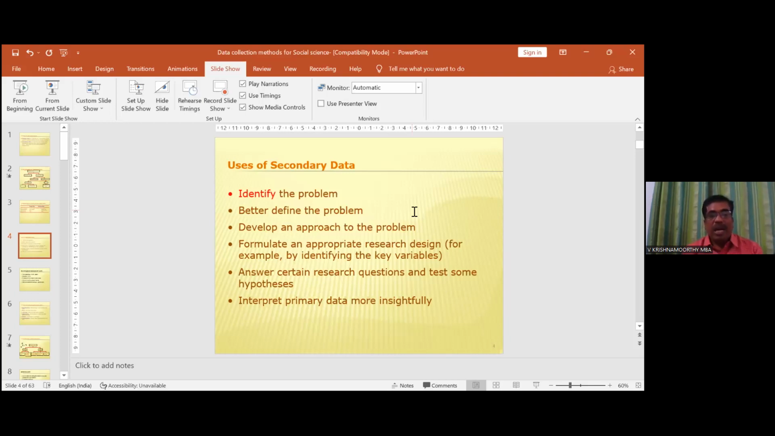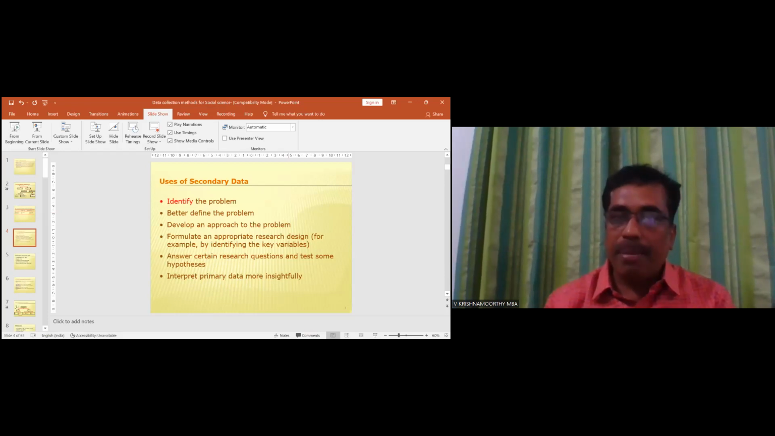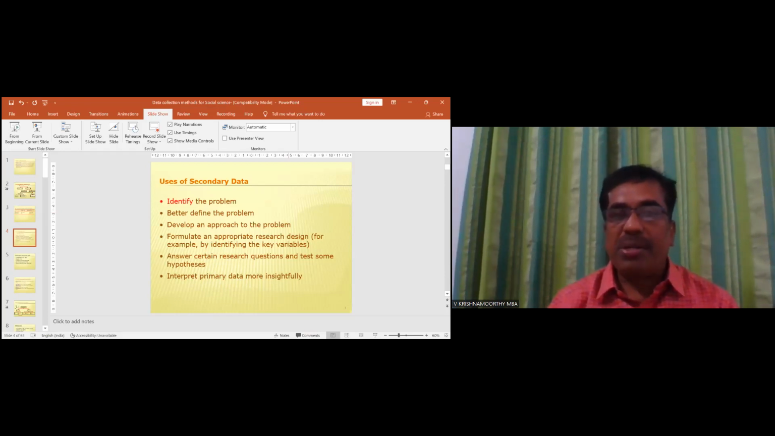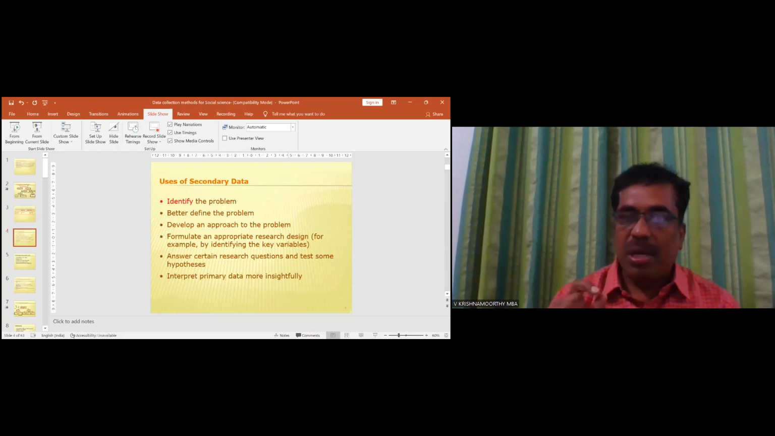Similarly, you can answer certain research questions. You can also test some hypothesis. Say, for example, normally how is a hypothesis developed? What is hypothesis? Hypothesis is nothing but a tentative or temporary assumption about the population. It's a tentative assumption about the study population.